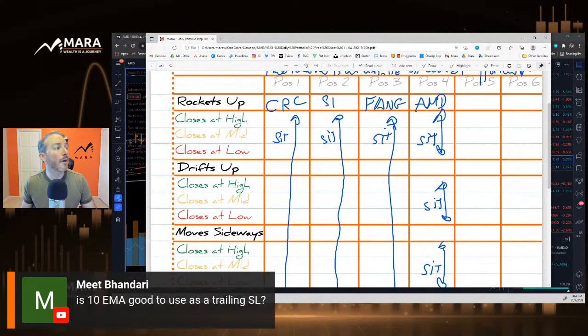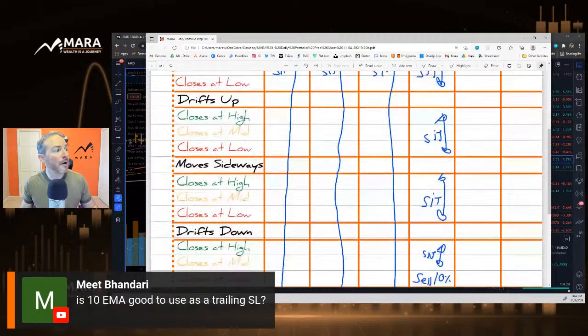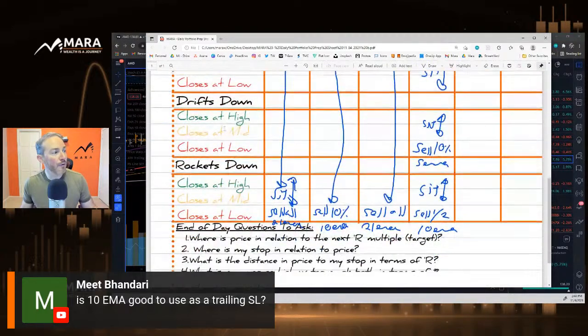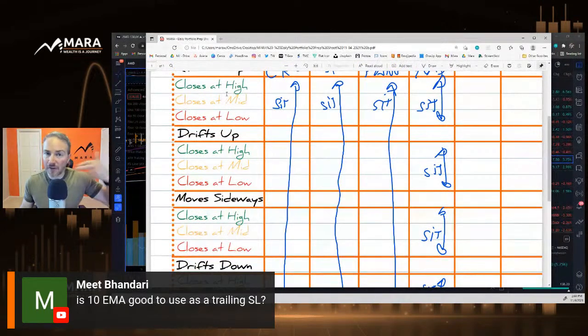So you can see what happens if price rockets up, right? We'll have different answers if price closes at the high, if it closes in the middle of its range, or if it closes at the low of its range. So it's 5 different scenarios: rockets up, moves sideways, drifts down, or rockets down, and each position where it might close: close to the high, somewhere in the middle, and down at the bottom.